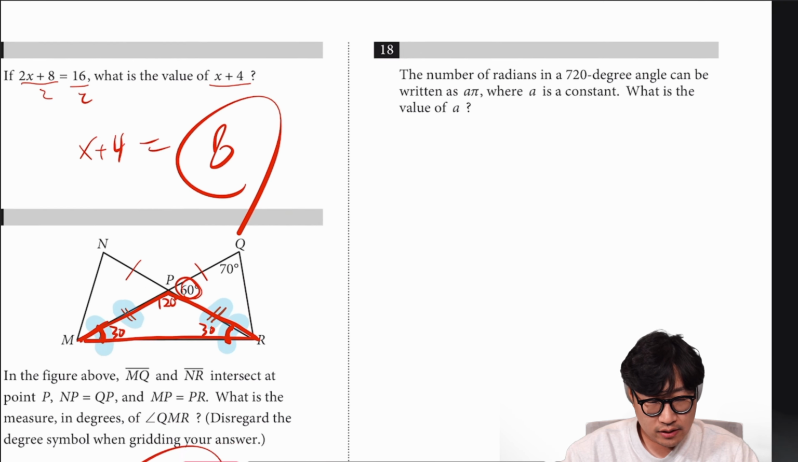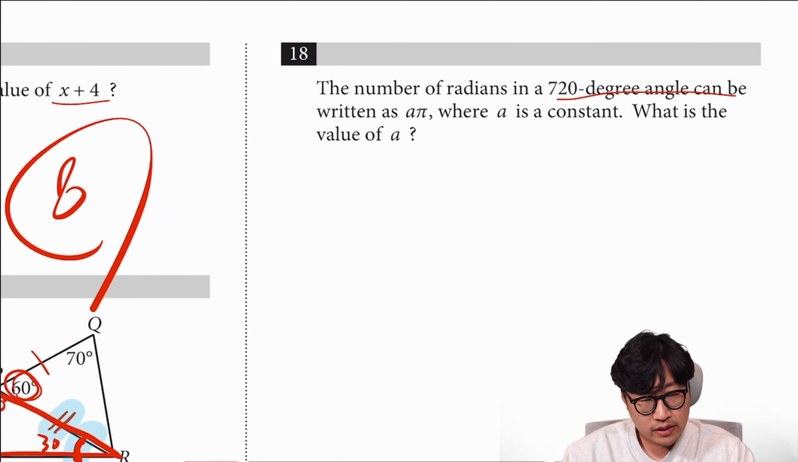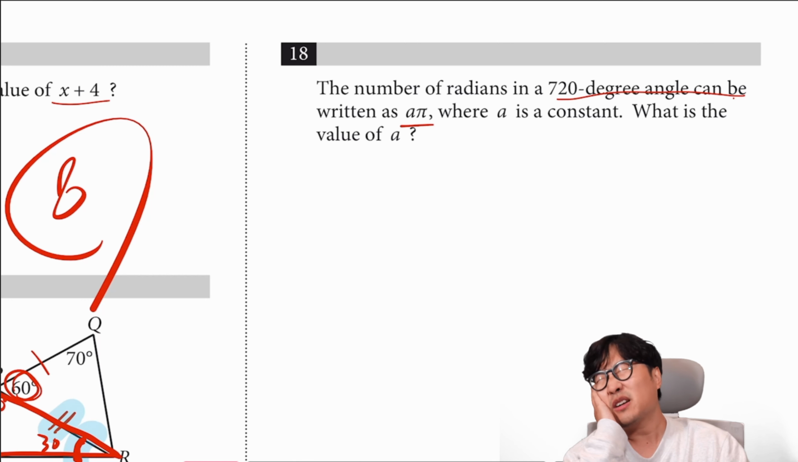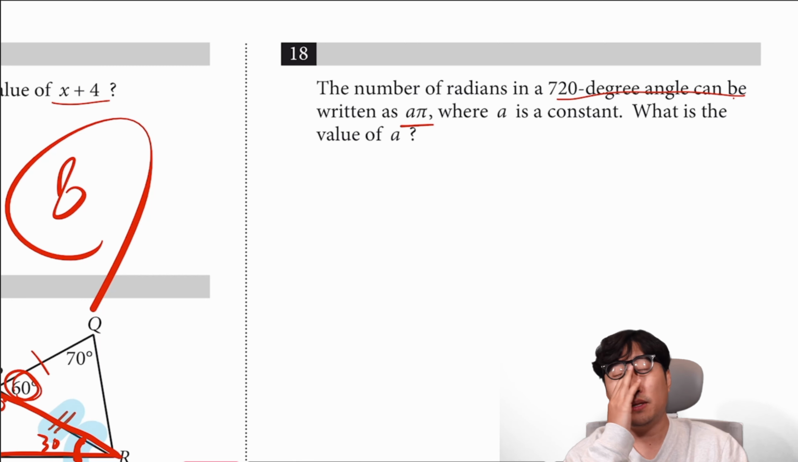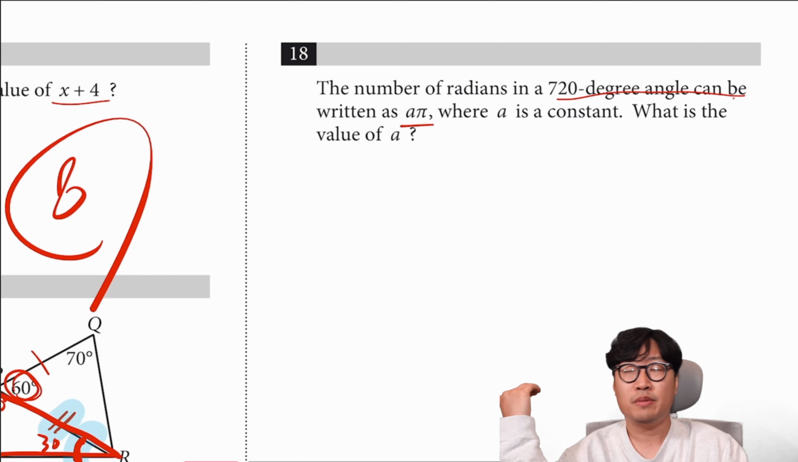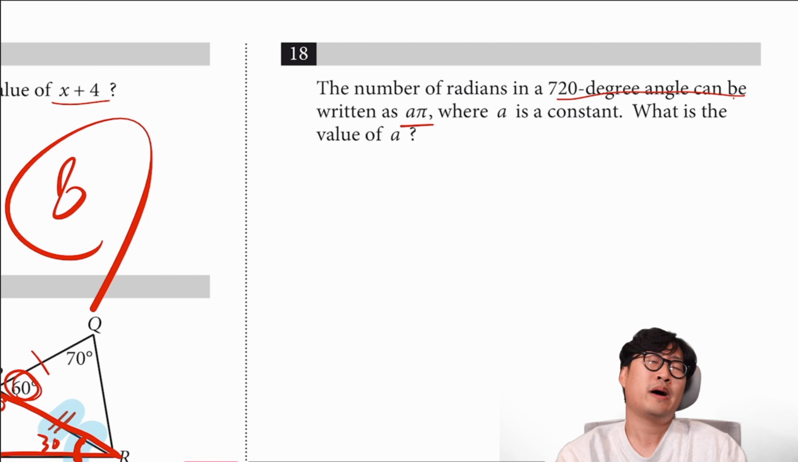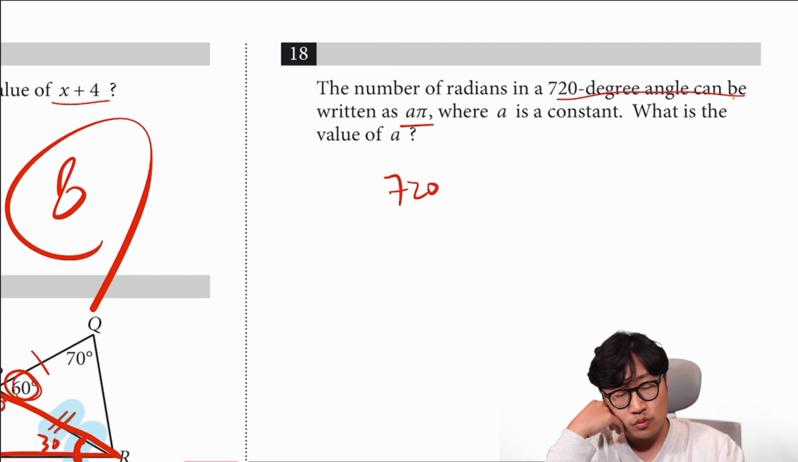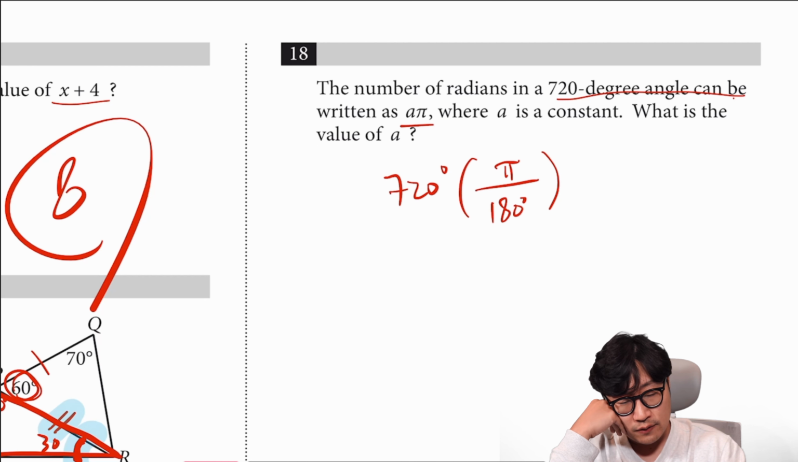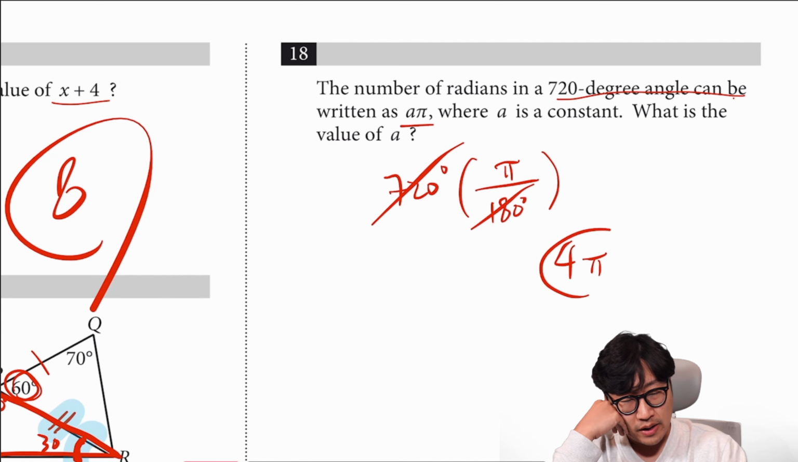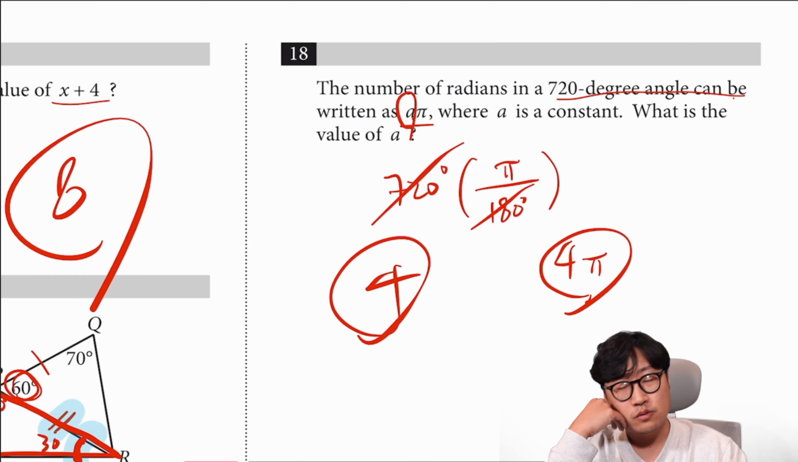Next, number 18, the number of radians in a 720-degree angle can be written as a pi. If anybody took maybe algebra 2, but definitely trig and beyond, you should know that 180 degrees is pi, right? So you can go ahead and use that conversion, 720 degrees. Well, 180 degrees is pi, and if you just cancel that, that gives you 4 pi, so a has got to be 4. Well, that's one way to do it.